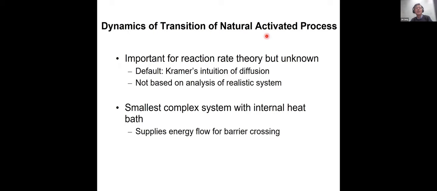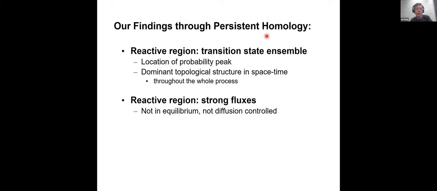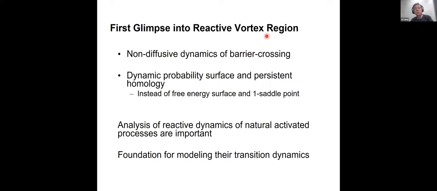Basically, the dynamics is very important for us to study reaction rate theories and to understand these naturally activated processes. With this, we learned that there's a transition state ensemble in a very reactive region, manifested as a product probability peak. The reactive region has very strong fluxes, and they're not in equilibrium. They're not in diffusion control, and there is a strong vortex for this. So this is really a first glimpse into this reactive vortex region, the non-diffusive dynamics.